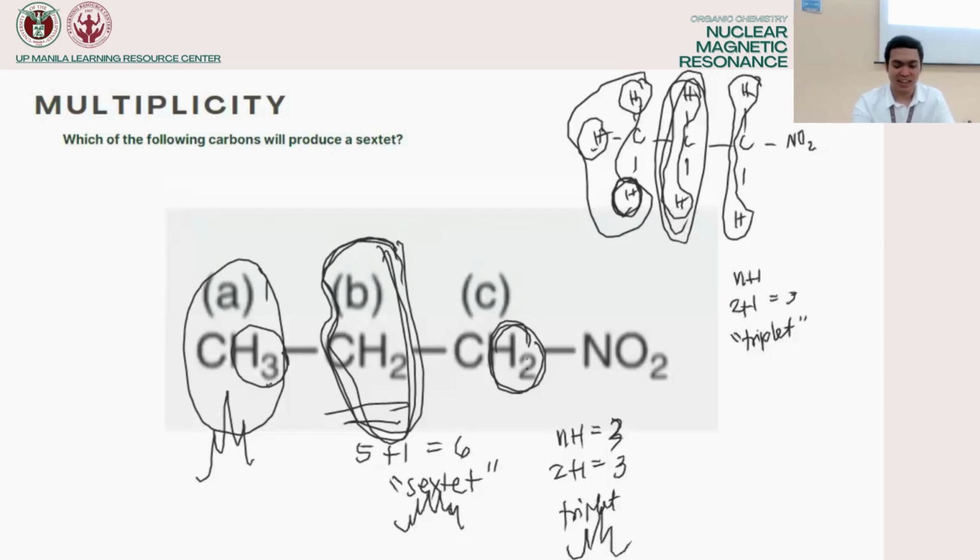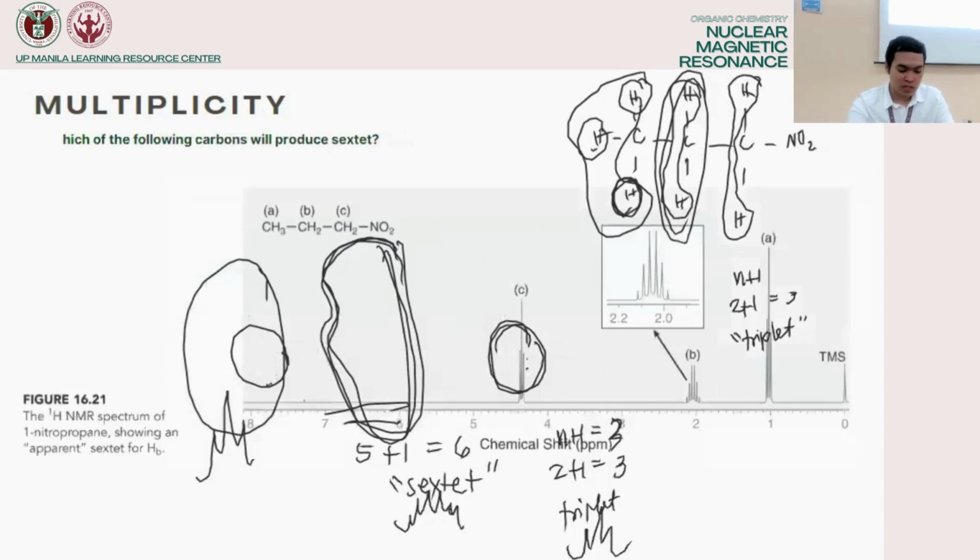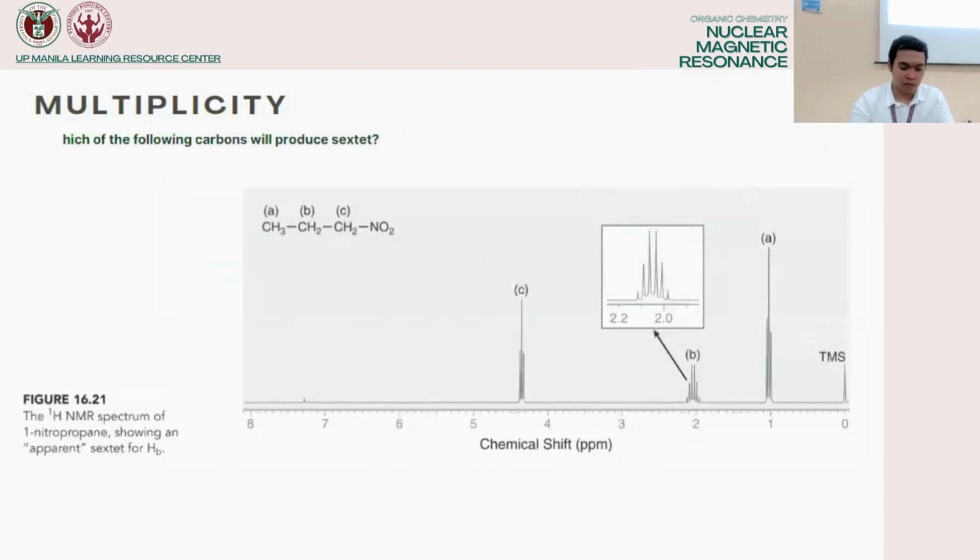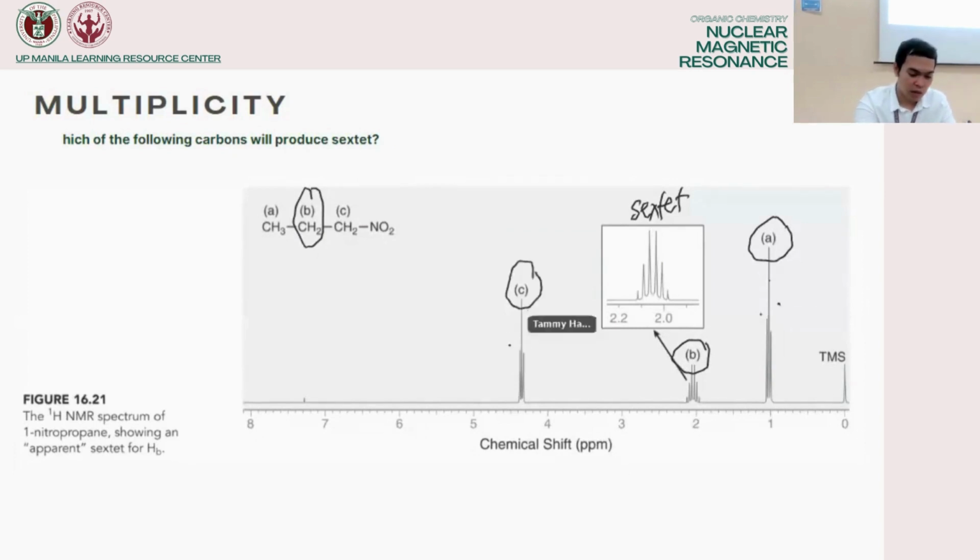1, 2, 3. So, when we go to the next slide, consistent ba tayo? Ito ay sextet for B. Okay? Letter A is a triplet, di ba? 1, 2, 3. And this letter C rin ay triplet. 1, 2, 3. O, sige, review. Bakit si letter C ay nasa ditong shift?